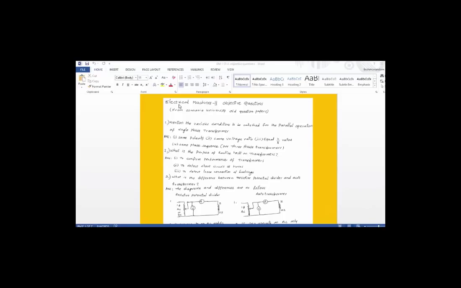Hello everybody. Today we will discuss the electrical machines objective type questions. These questions were given in the old question papers of Osmania University.